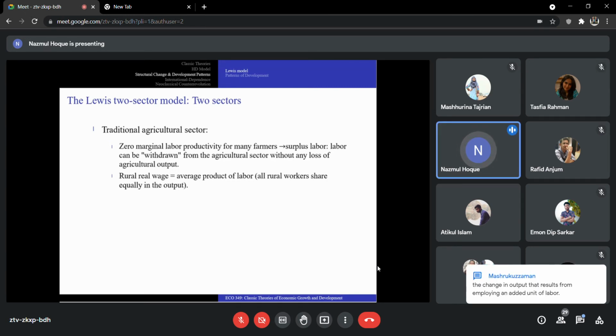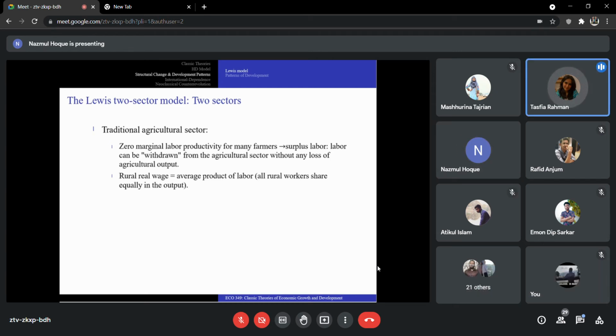So yeah, it's a little bit confusing the way you're defining it. So basically, May I, sir? Yeah, go ahead. It is a change in output due to employing one additional labor. Right. So basically, the additional output that you produce by employing one more worker, that would be the marginal product of labor. Now, if you have workers that have zero marginal product, that means he or she is working but is not contributing anything to the total product or total output.